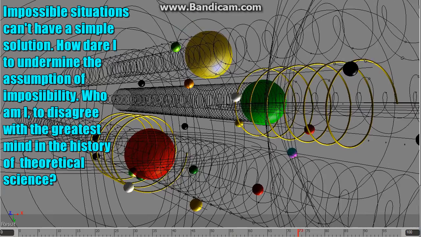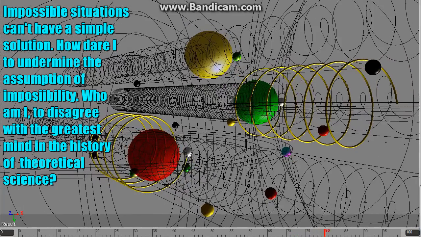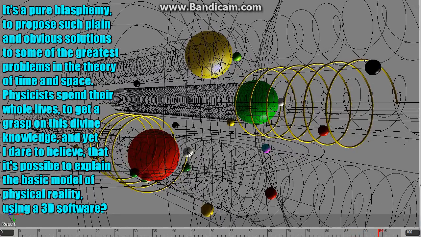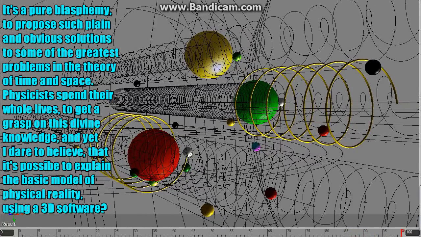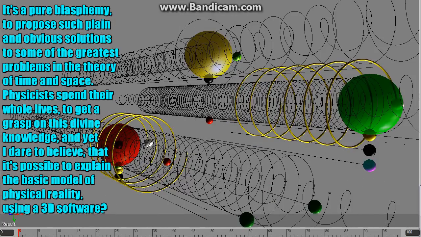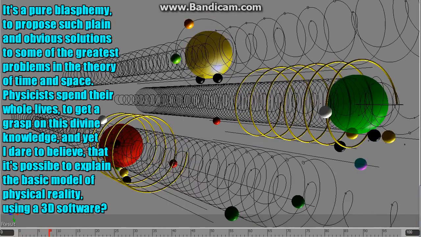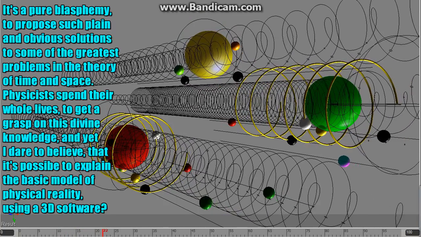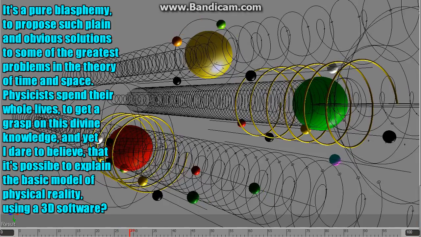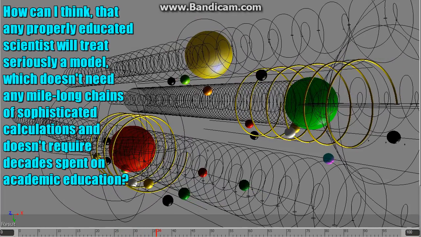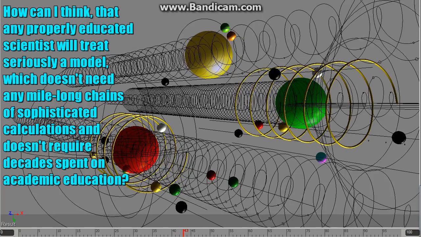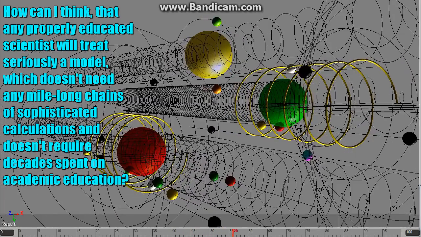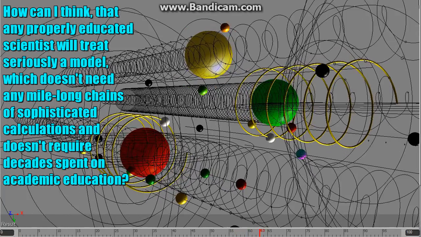Who am I to disagree with the greatest mind in the history of theoretical science? It's pure blasphemy to propose such a plain and obvious solution to some of the greatest problems in the theory of time and space. Physicists spend their whole lives trying to get a grasp on this divine knowledge, and yet I dare to believe that it's possible to explain the basic model of physical reality using 3D software. How can I think that any properly educated scientist will treat seriously a model which doesn't need any mile-long chains of sophisticated calculations and doesn't require decades spent on academic education?